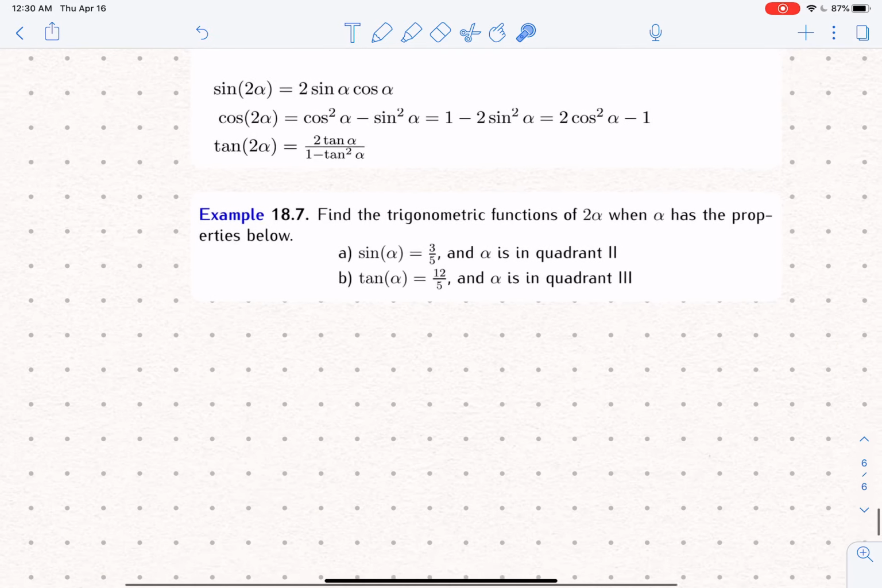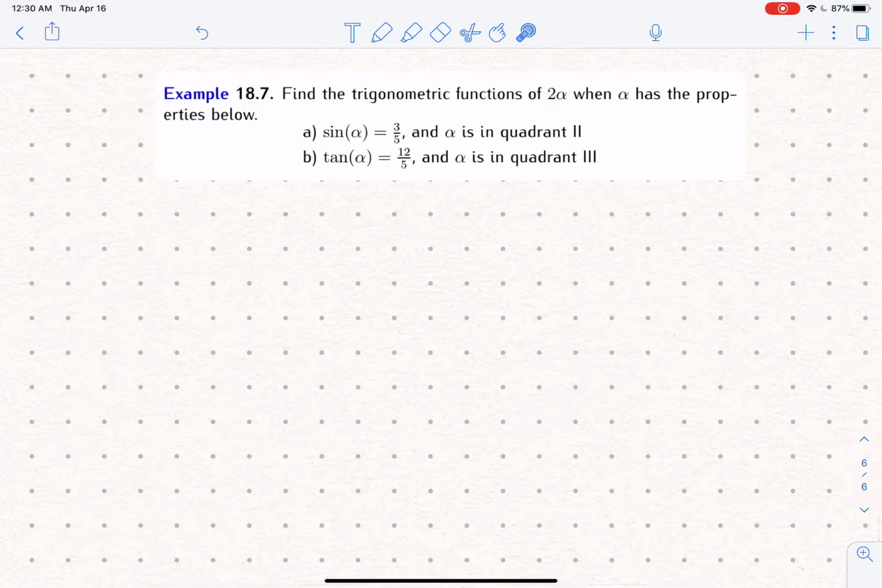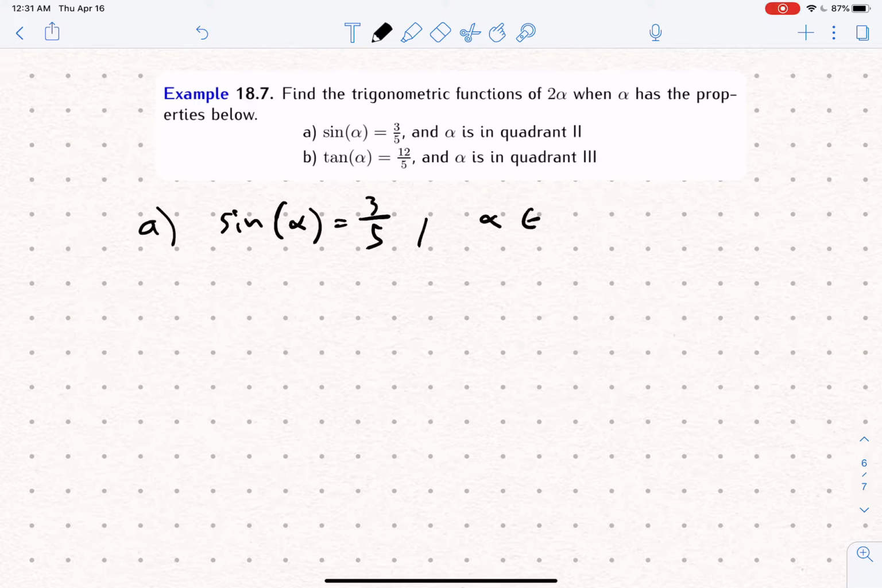So let's look at example 18.7. Find the trig functions of the angle 2 alpha when alpha has the property below. So this is asking us to find the trig functions of the angle 2 alpha when the following conditions are satisfied. The sine of the angle alpha is 3/5. What's interesting is that they never tell us what the angle alpha is. And alpha is in quadrant 2. Okay, where to begin? Well, here's what we can do.